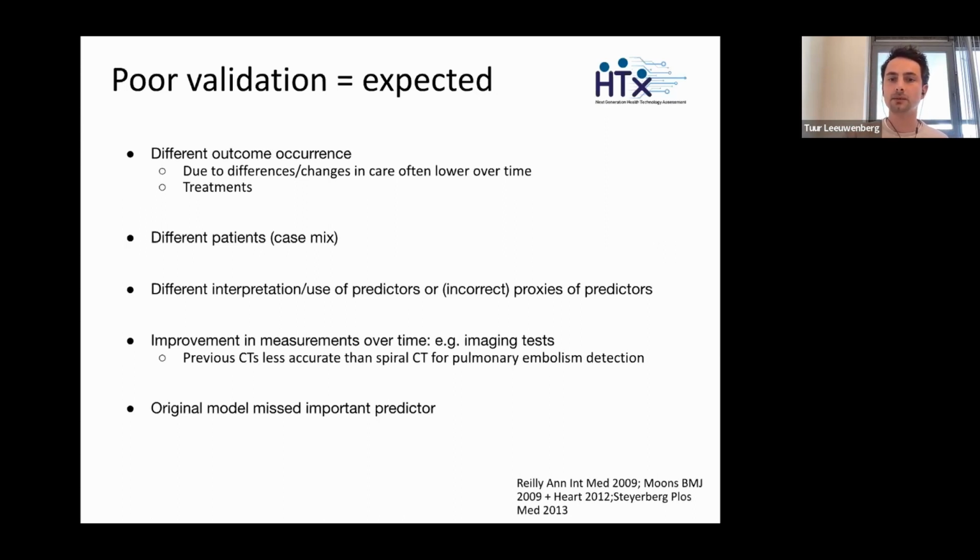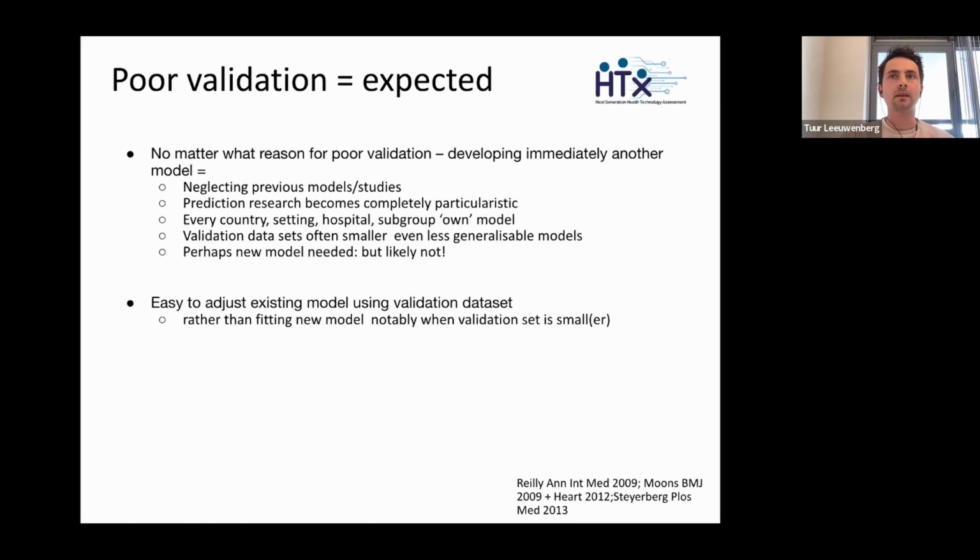So it's not immediately problematic when you validate a model and it is a bit poor. It is actually kind of surprising if that is not the case. The only thing that really matters is if it is too poor for your purpose. And even if it isn't working so well, it's still not a reason to always start developing a new model from scratch.